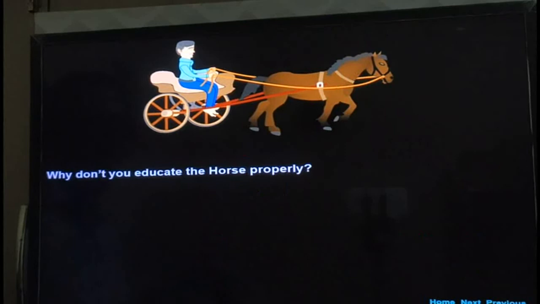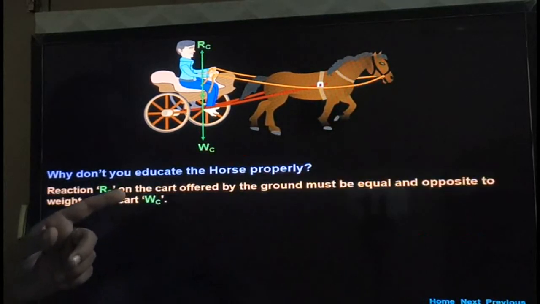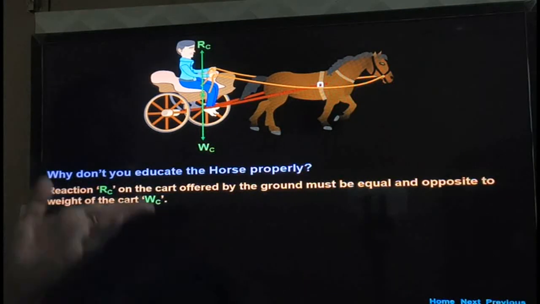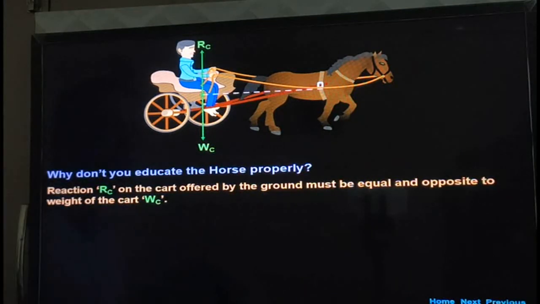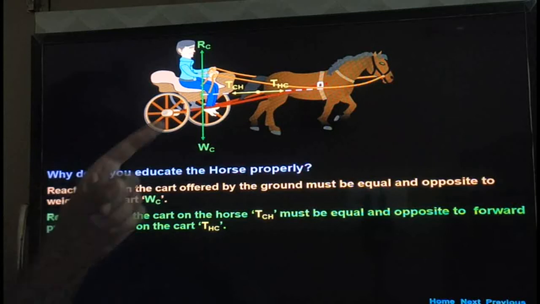Now, the weight of the cart is acting vertically downward and the reaction on the cart offered by the ground is in the upward direction. Now, the reaction pull of the cart on the horse is TCH, which must be equal and opposite to the forward pull of the horse on the cart, that is THC.